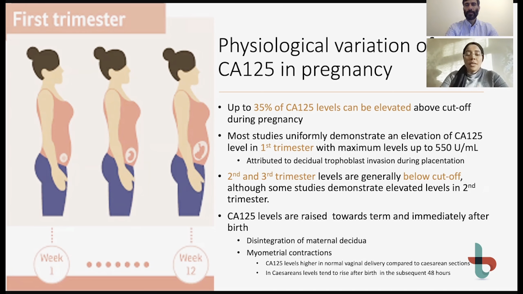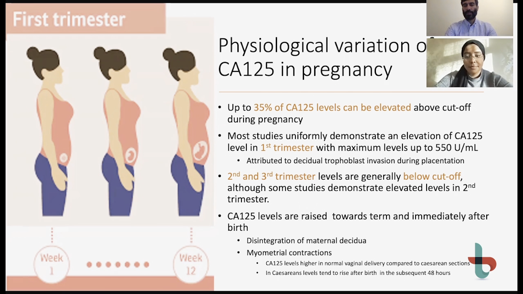Because CA125 has been shown to also have an immunomodulatory role. So it's thought that perhaps the rise in CA125 in the first trimester could help with fetal development by dampening the maternal immune response against fetal cells.